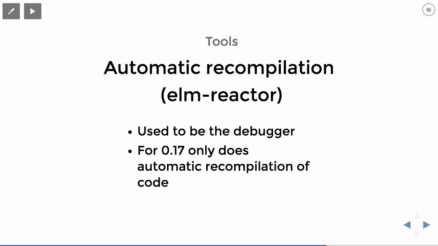Elm Reactor is the automatic compilation utility, but it used to be the debugger, and it actually used to be a time traveling debugger, which was really cool. But for 0.17, since they changed a whole lot of stuff, they didn't port that functionality. Hopefully in the future they will port it back in, but no guarantees.